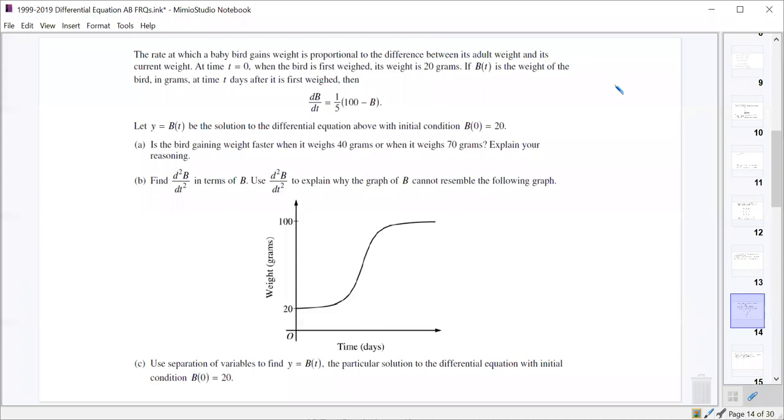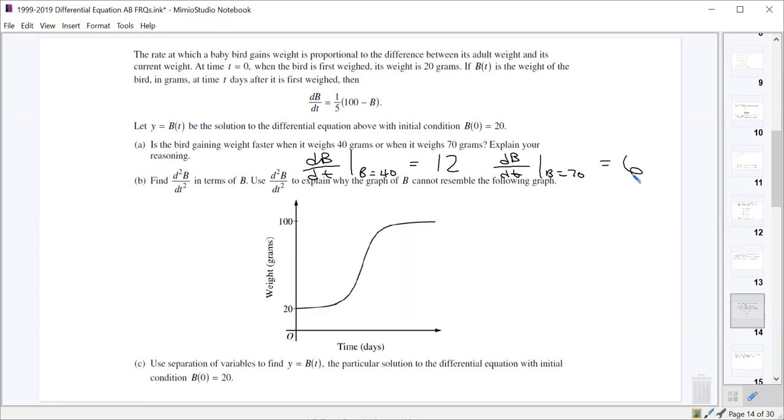Okay. First off, is the bird gaining weight faster when it weighs 40 or 70 grams? Well, what is the rate of change of the bird's weight? It is the derivative, right? That's dB/dt. So we just need to figure out whether dB/dt at B equals 40 or dB/dt at B equals 70 is larger. A little different than the first one. Actually, probably easier than the first one. So plug in 40, what do you get? Well, plug in 70, you get 6.